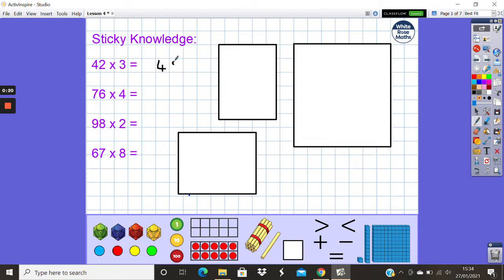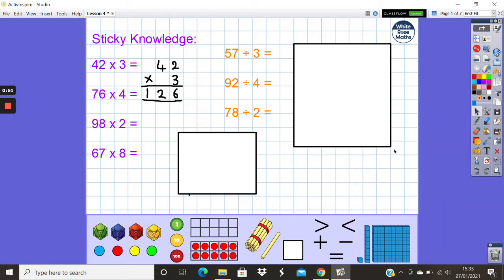42 times 3. I'm going to use the short multiplication method this time. So we've got 2 times 3 is 6. 4 tens times 3 is 12. So 42 times 3 is 126. Using either the long method or the short method, have a go at the last 3 for me.